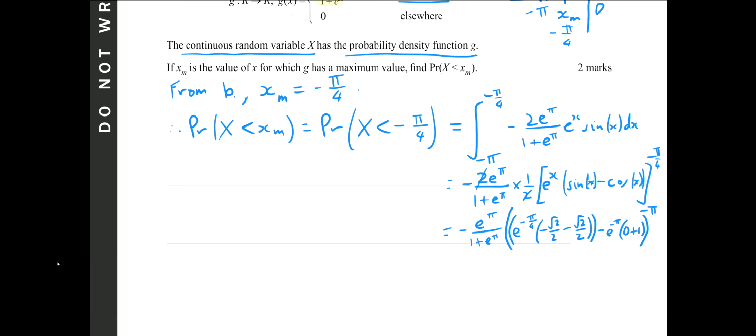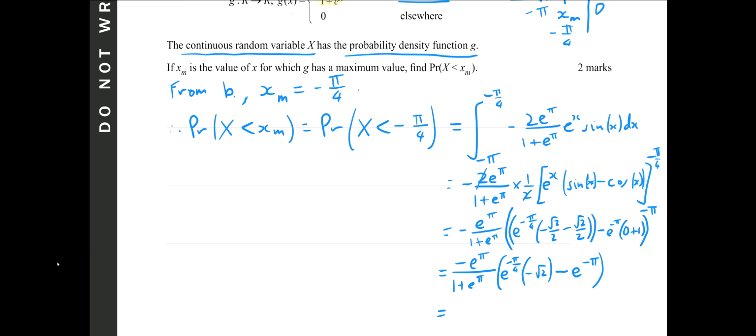Okay, so this time we have negative e^π over 1 plus e^π, and then in the bracket we have e to the negative π on 4. Now negative root 2 on 2 minus root 2 on 2, that's just twice negative root 2 on 2. So that's going to be just negative root 2. And then negative e to the negative π times 1 is simply negative e to the negative π, and times 1 we'll just leave that out. And here we have it.